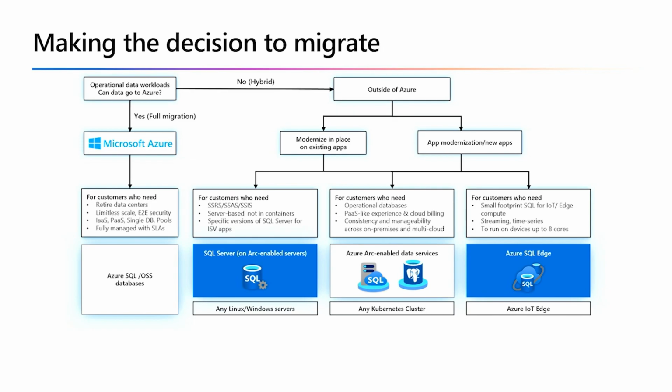When making the decision to migrate, we also need to think about the best way to move forward. As we can see from this flowchart, we can choose from either a full migration to Azure or a hybrid approach to migration, based on whether the data we're migrating can move to Azure or not. For customers looking to retire their data centers, get access to limitless scale, and have a fully managed service with published SLAs, we have Azure SQL Database.